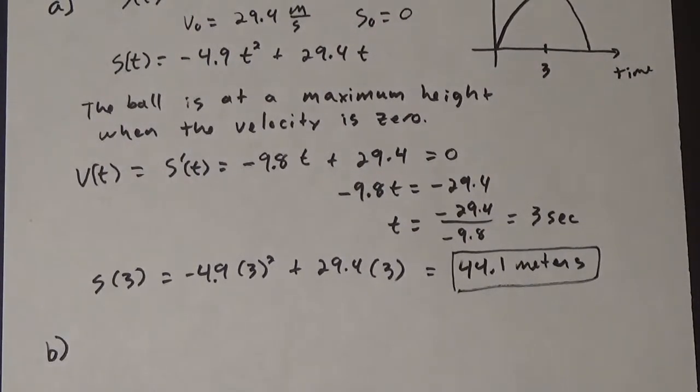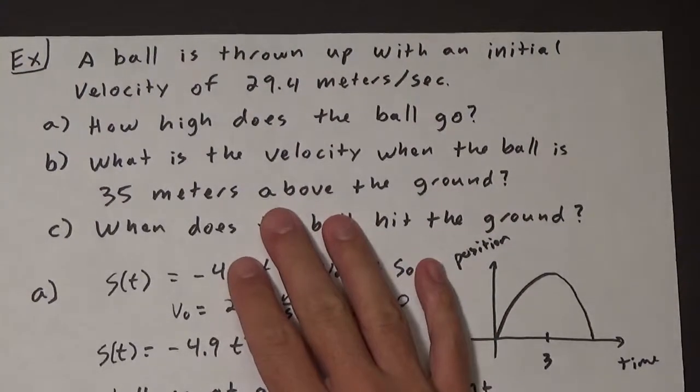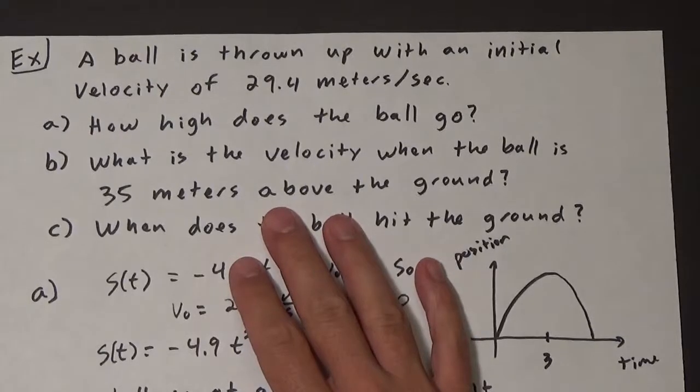Part B. Part B asks us, what is the velocity when the ball is 35 meters above the ground?